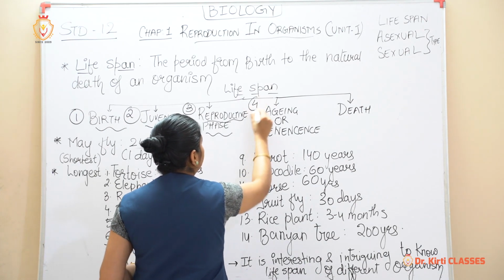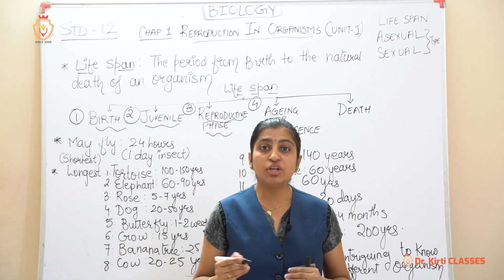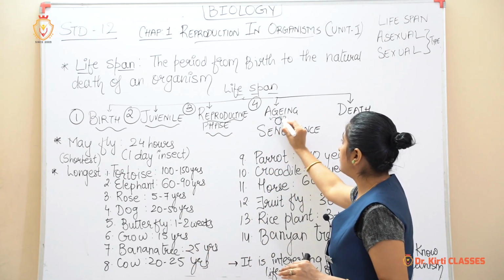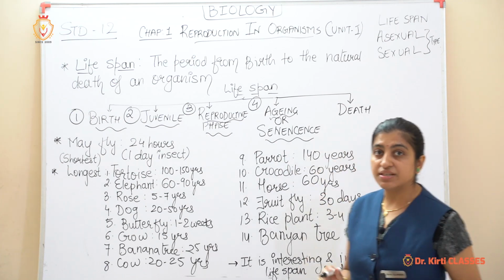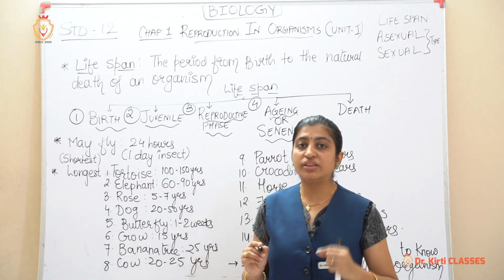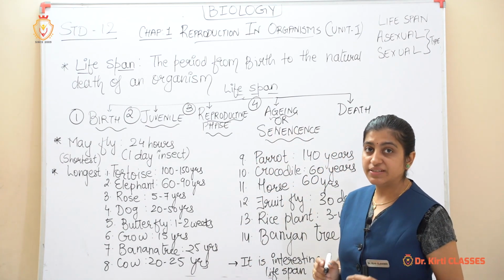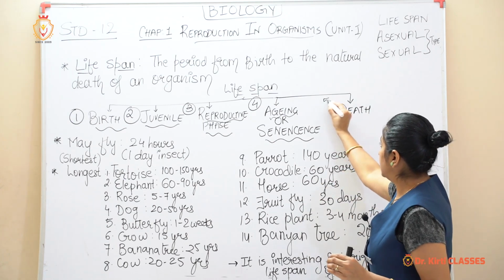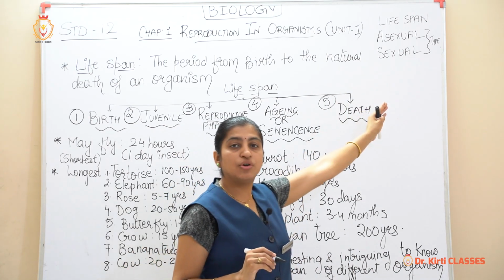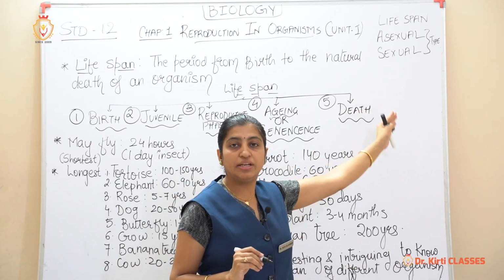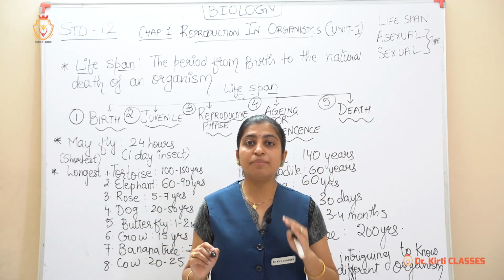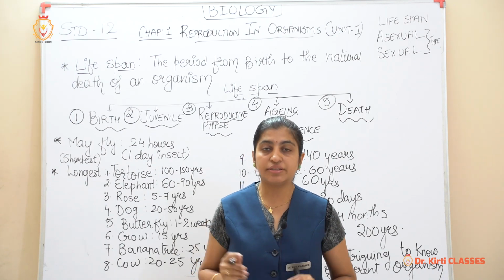Number 4, after the reproductive phase, the living organism starts degenerating, that is nothing but aging or senescence. Senescence is a biological term which deals with aging of a living organism. Last, that is nothing but death. Now death is the last stage of the lifespan of every individual living organism. Why is it important to maintain the population on this earth, that is global?